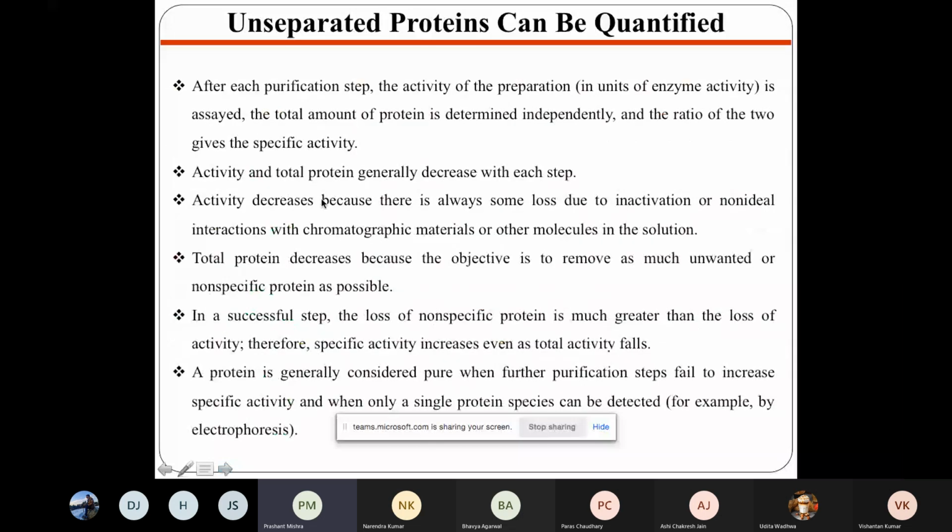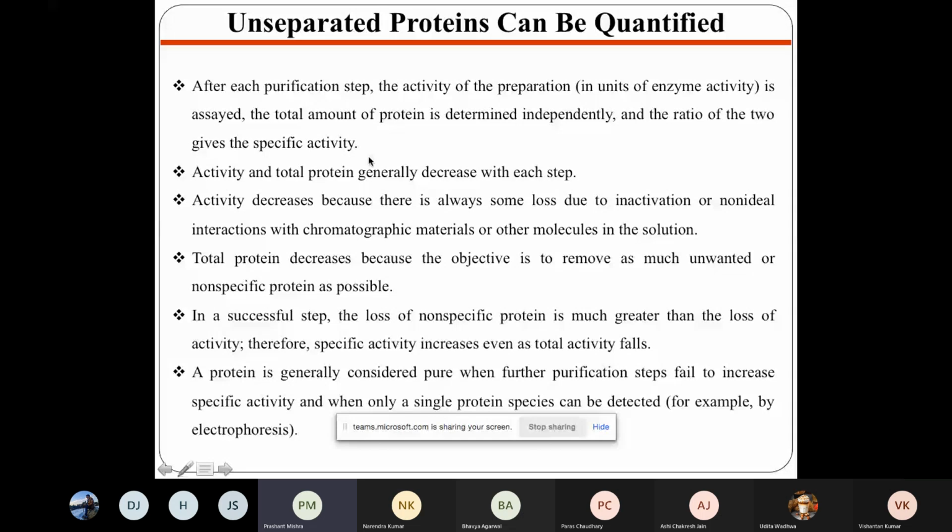After each purification step, suppose you are running a gel, you do the enzymatic activity and you can get to know how much protein is present. So you have to determine two things here. One is how much is the protein concentration and how much is the activity. Once you know these two, based on the ratio, you can determine the specific activity.